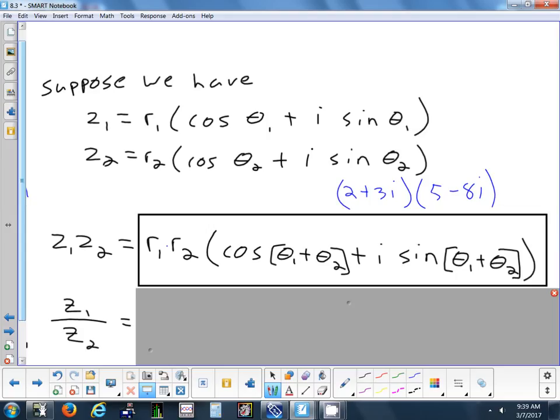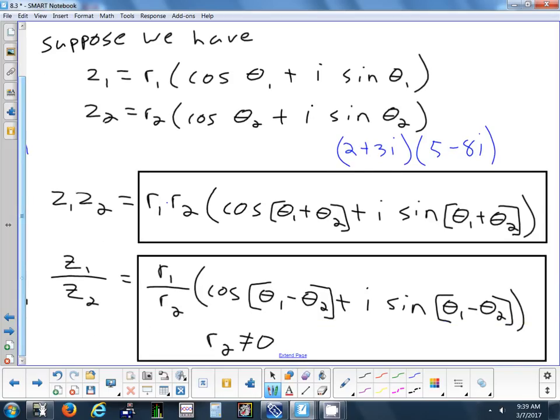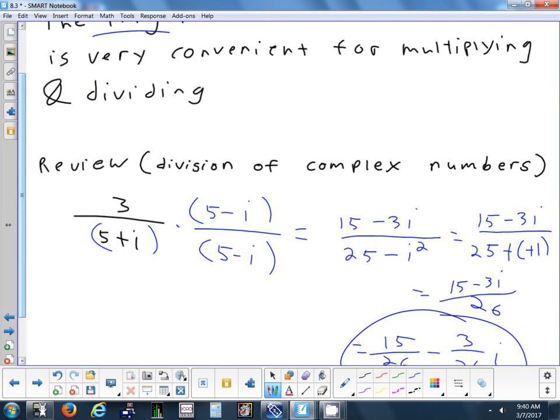Now, the formula for division is very similar. It follows the same kind of pattern. When you divide, what do you think you would do with R1 and R2? You would divide them. R1 divided by R2. And what do you think you'd do with your angles? Yeah, you subtract them. So dividing two numbers and subtracting two numbers is going to take the place of everything that we just did in this problem right here. All of that.